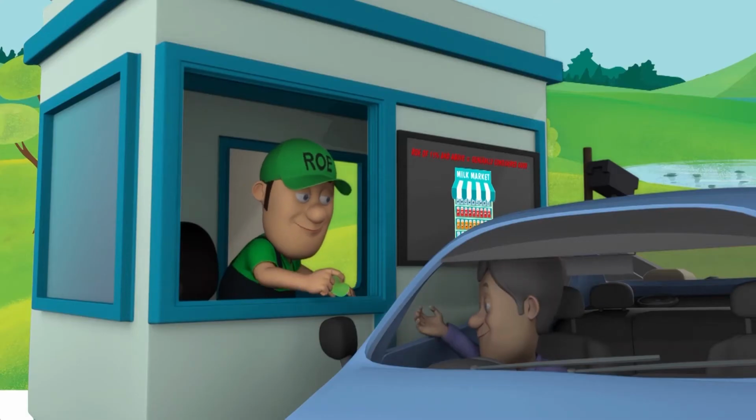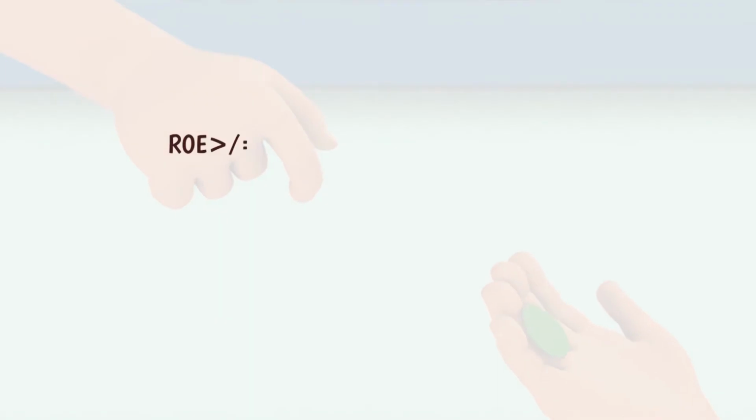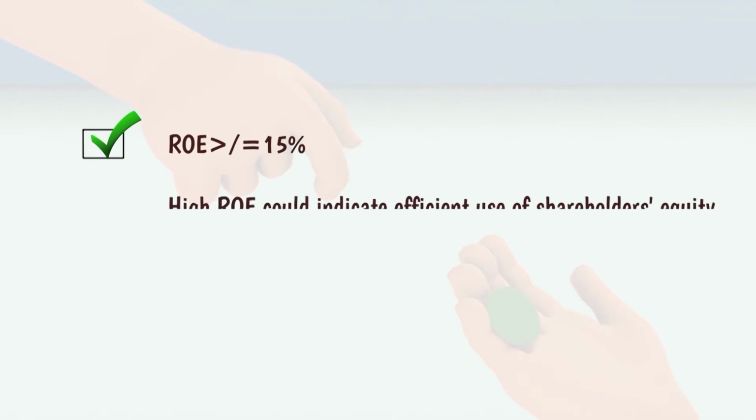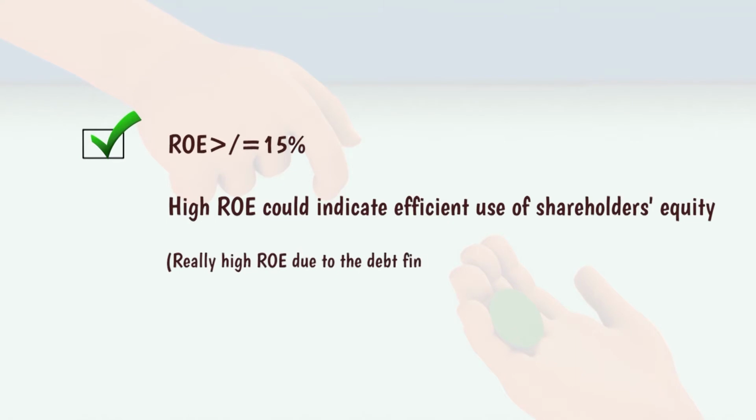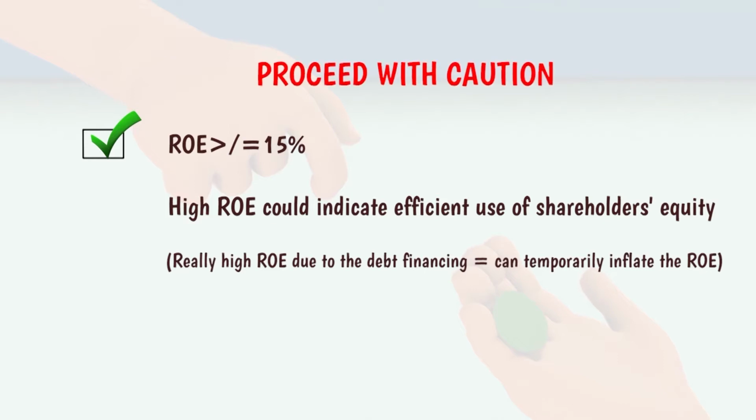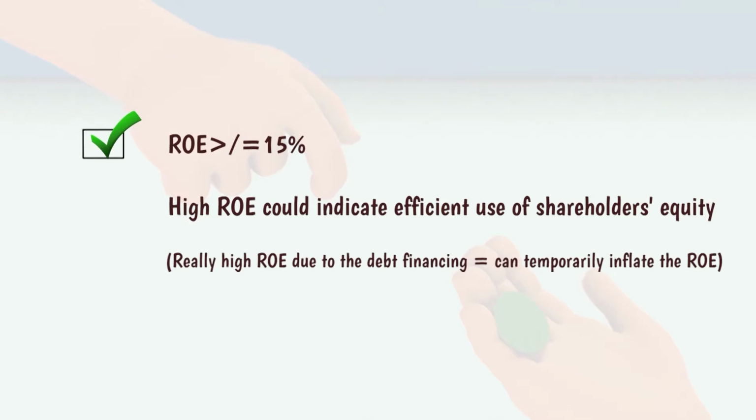As a rule of thumb, an ROE of 15% and above is considered good. If the ROE is much higher, it could be a sign of the company using the shareholders' equity very effectively, which drives the ROE. However, a really high ROE could also raise a red flag if a company has high debt financing, which in turn might inflate the ROE temporarily.